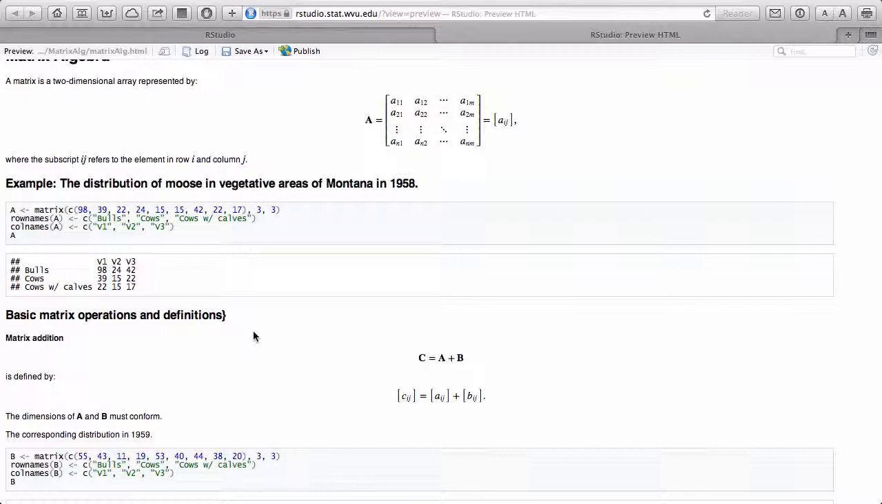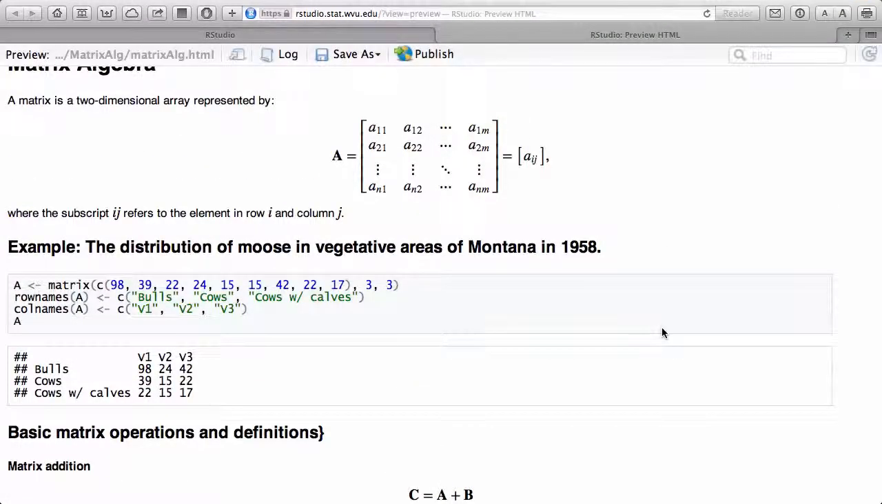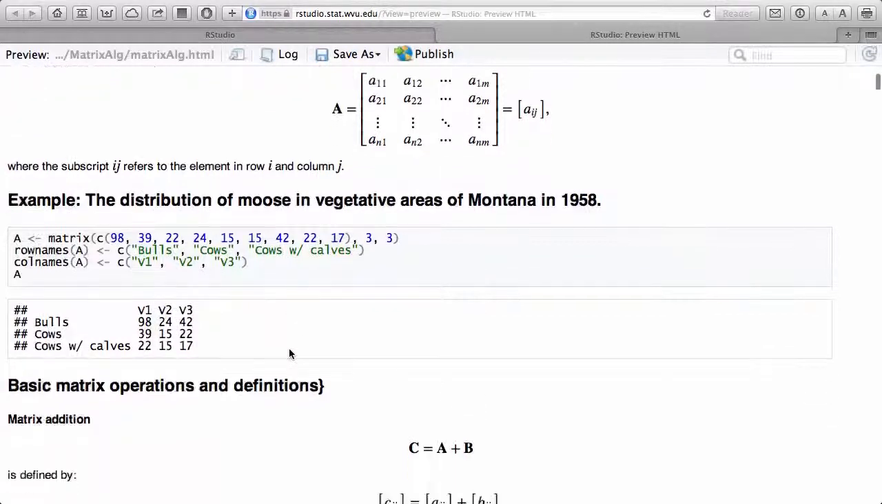By a matrix A, which we typically represent in bold, we mean a matrix that has n rows and p columns. That's called an n by p matrix. It is sometimes represented in square brackets as a sub ij, and a sub ij refers to the element in the ith row, jth column.